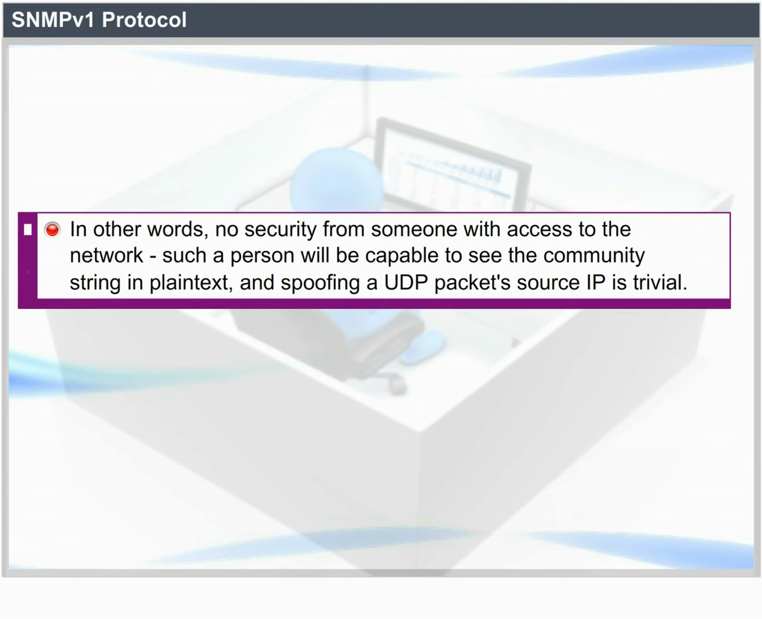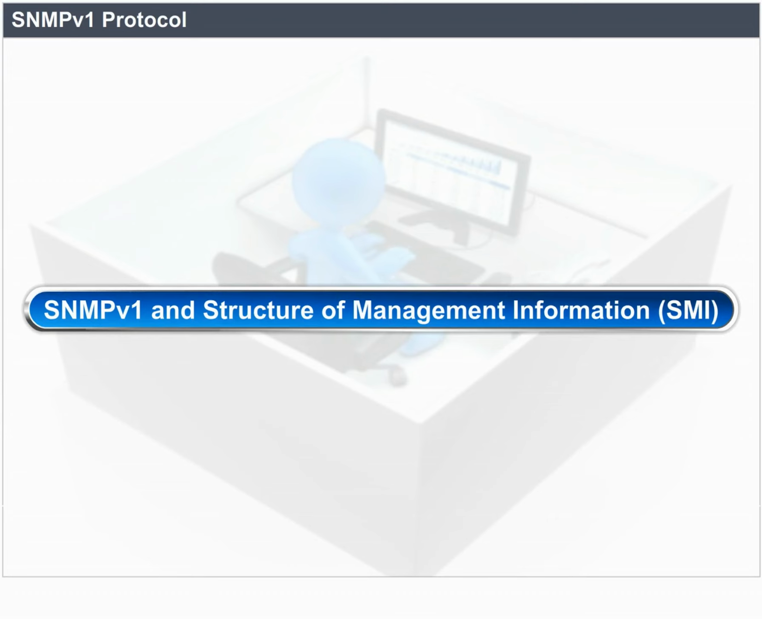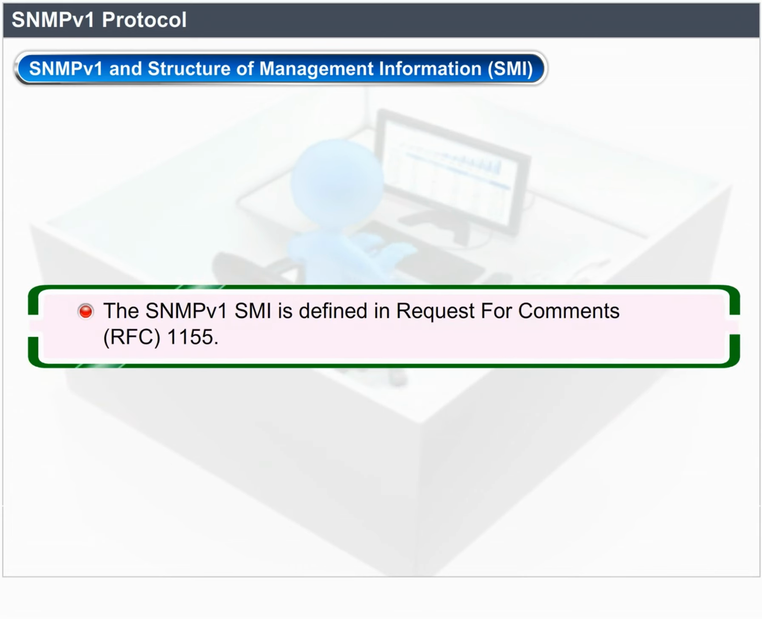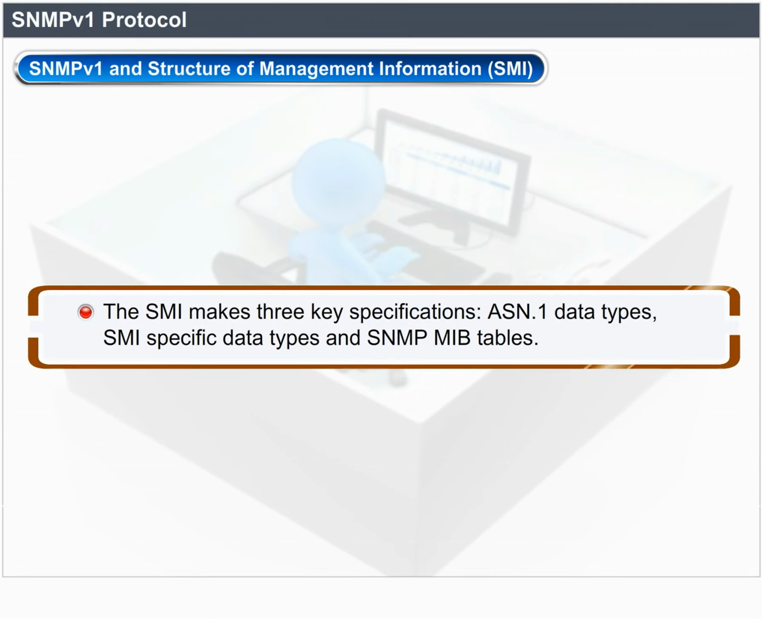SNMPv1 and Structure of Management Information, SMI. The Structure of Management Information or SMI defines the rules for describing management information using Abstract Syntax Notation 1, ASN.1. The SNMPv1 SMI is defined in Request for Comments or RFC 1155. The SMI makes three key specifications: ASN.1 data types, SMI specific data types, and SNMP MIB tables.